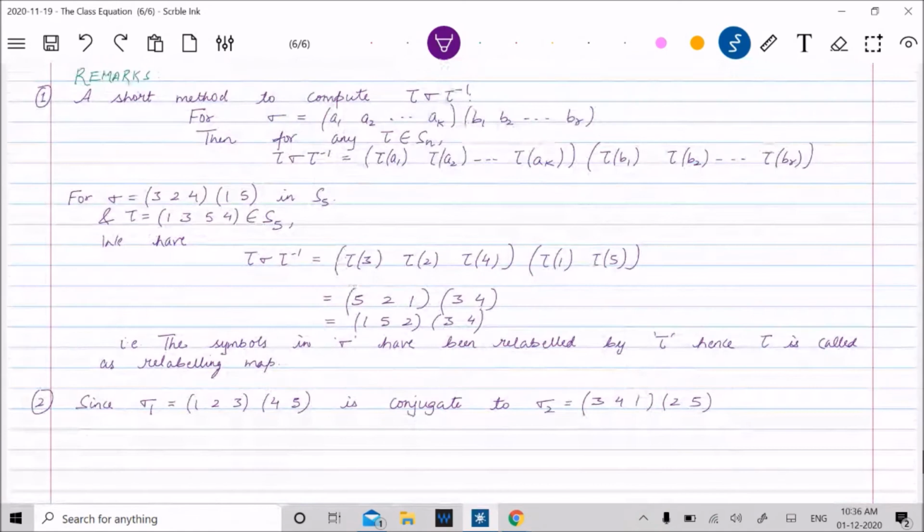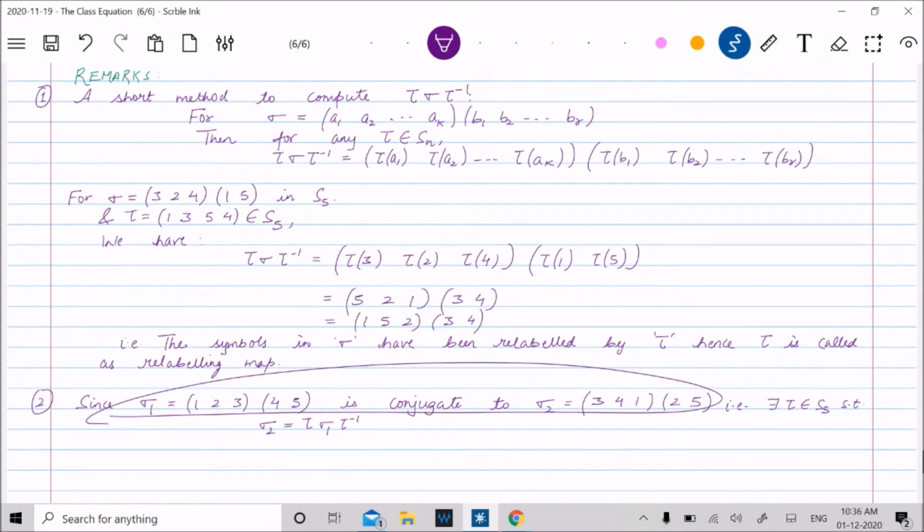Okay, so these are the two elements which are conjugate to each other. Conjugate means that there exists some tau belonging to S5 such that sigma 2 can be obtained by the conjugation of sigma 1 by element tau. This is what we mean when we say that they are conjugate to each other. Are you getting my point? Right? Okay.